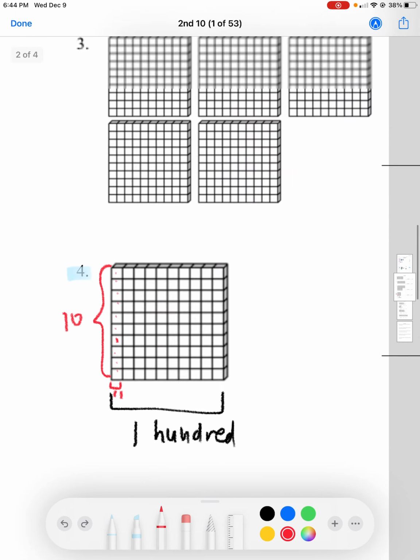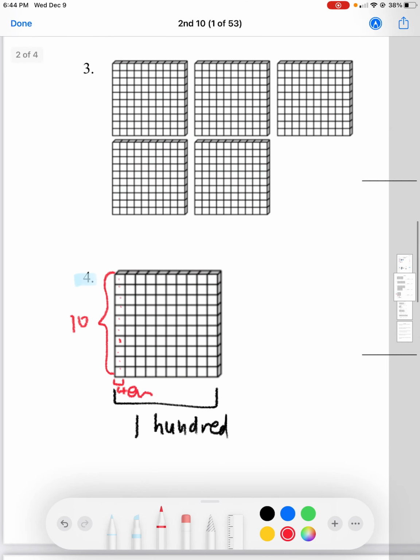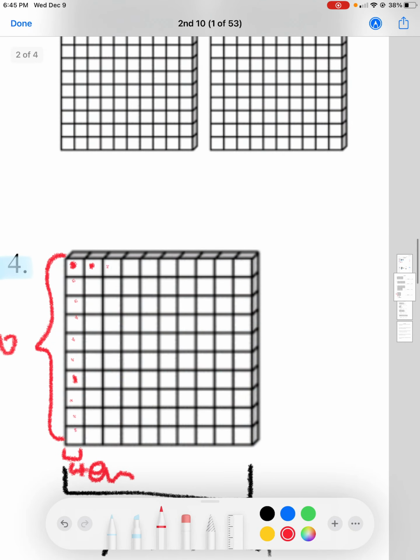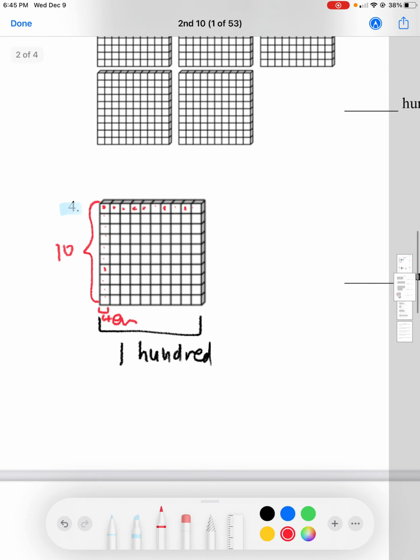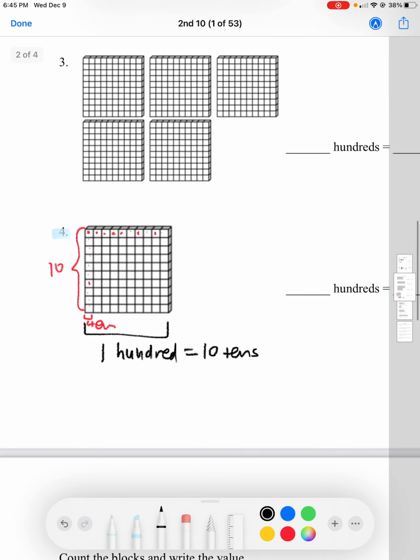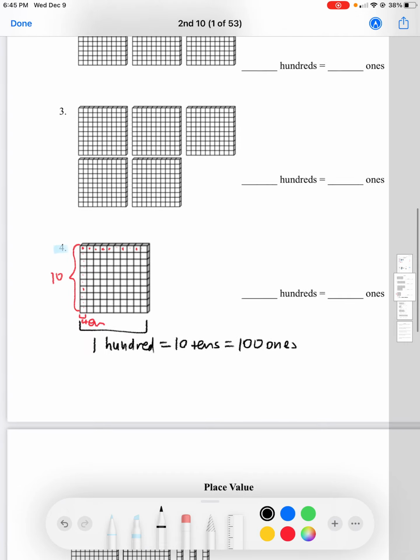Okay, this is getting a little messy, sorry. This is 110. And if you look here, we have 1, 2, 3, 4, 5, 6, 7, 8, 9, 10. So we have 10 tens in here. So 100 equals 10 tens. And if you go in and count every single individual block, you're going to get 100. So this is equal to 100 ones.